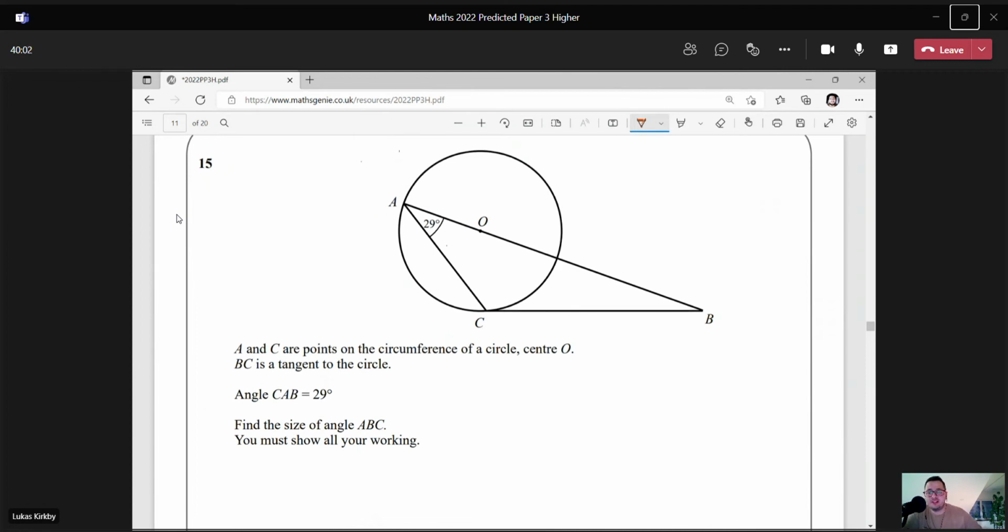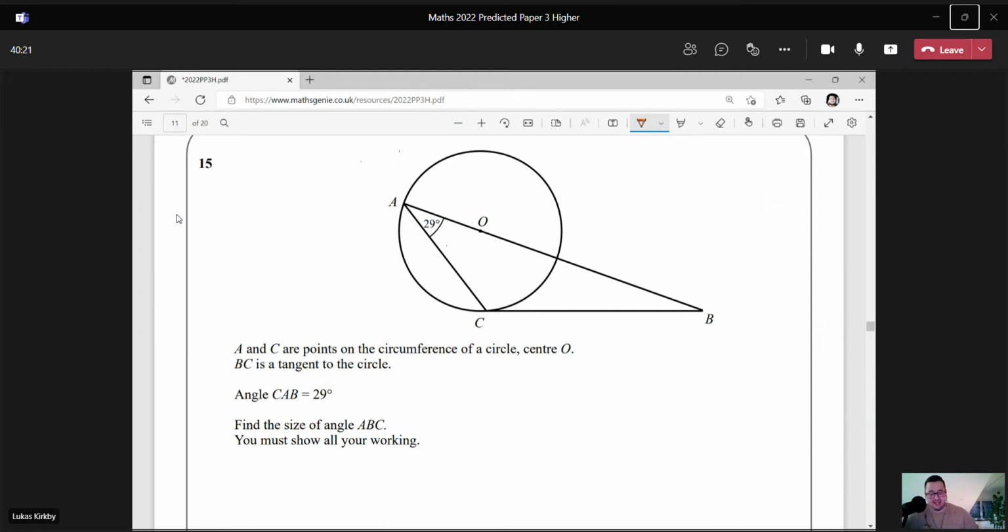So 15, it looks like we've got a circle with a triangle kind of attached to it. A and C are points on the circumference of a circle, and BC is a tangent to the circle. Angle CAB is 29 degrees, and we want to find the size of the angle ABC.